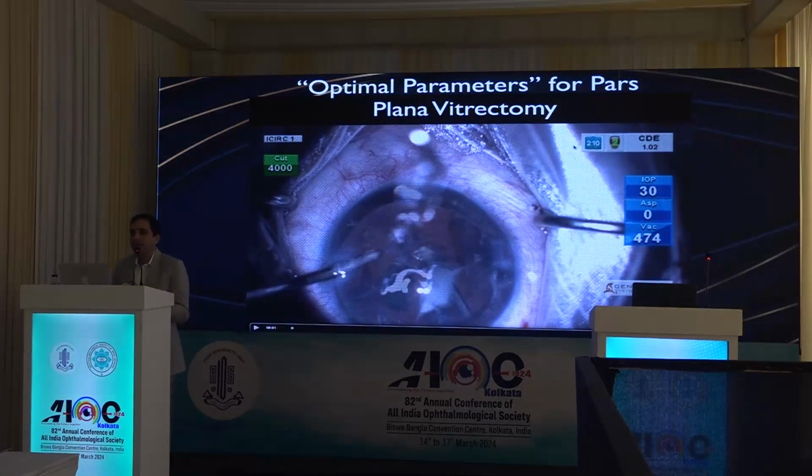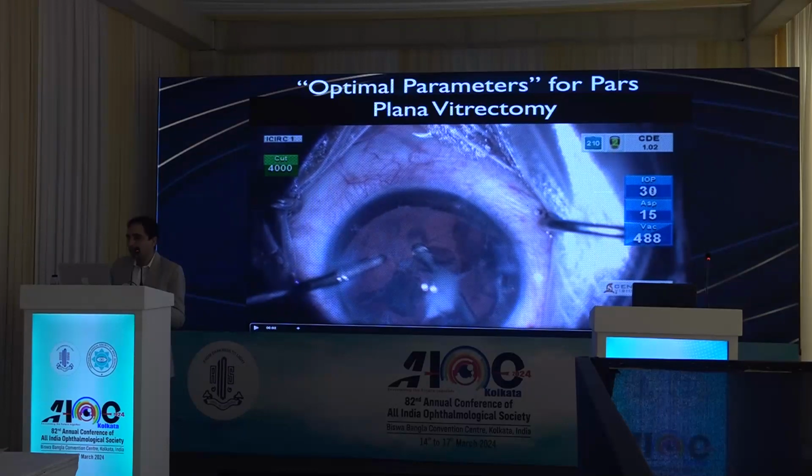What are the optimal parameters for pars plana vitrectomy? And that, I think, was very nicely highlighted by Dr. Megur previously. You want to keep your irrigation low, which means either the bottle height or the intraocular pressure low, somewhere in the range of 20 to 30 intraocular pressure. A very low flow rate. So I'm keeping a flow rate of only 15 cc. So I don't want too much of attraction coming up.